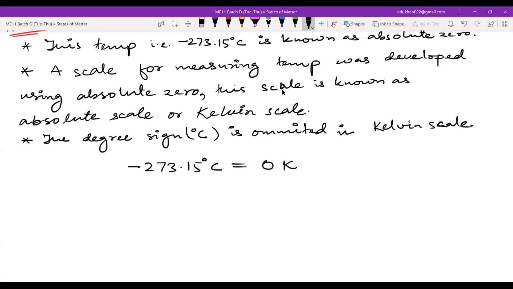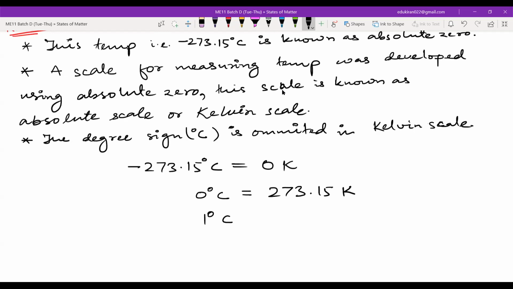Okay, the temperature is 0 Kelvin. Now you can write 0 degrees Celsius will be equal to... What did I do here? In the left hand side, I added 273.15 degrees. Here also I will add 273.15. I will get 273.15 Kelvin. No degree sign. Okay, no degree sign.